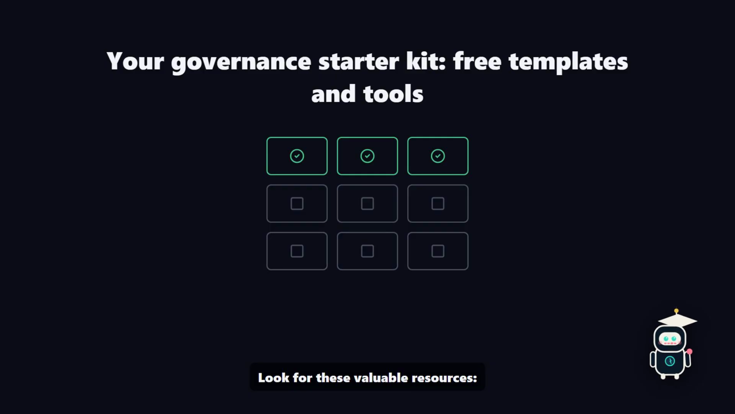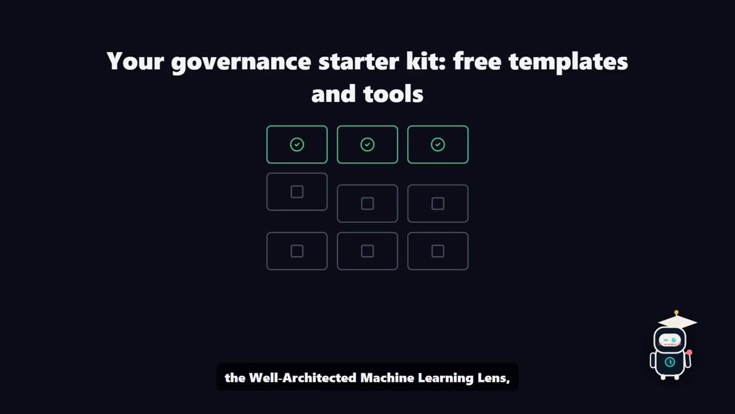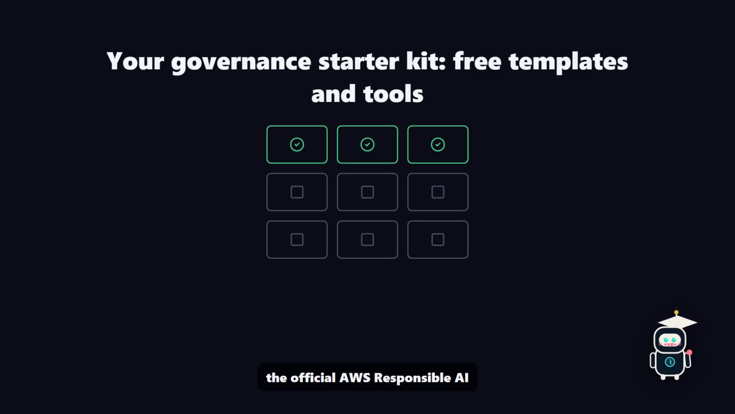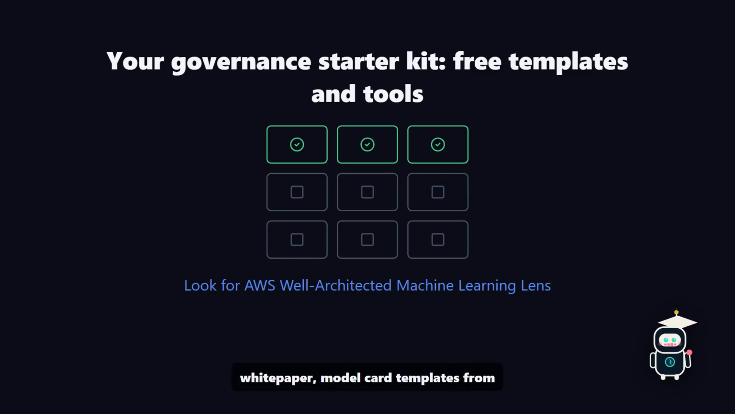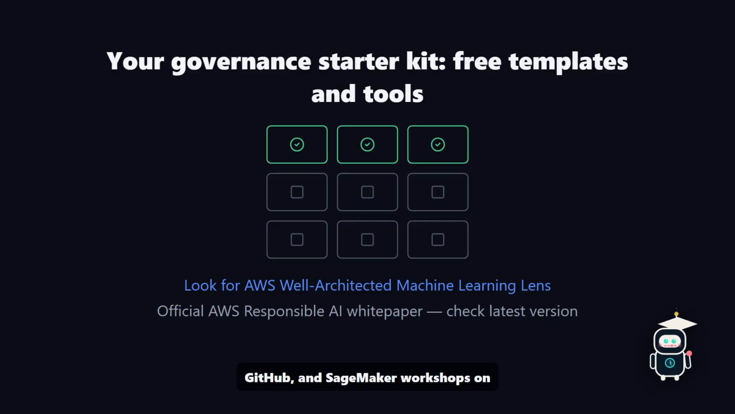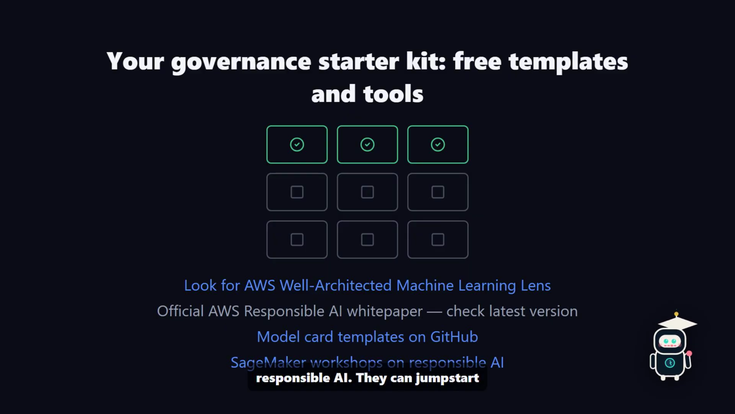Look for these valuable resources: the well-architected machine learning lens, the official AWS Responsible AI white paper, model card templates from GitHub, and SageMaker workshops on responsible AI. They can jumpstart your governance practice in an afternoon. Verify the links and latest versions while you're at it.